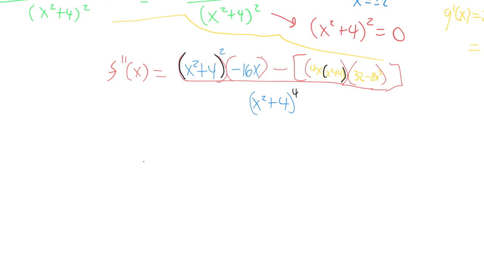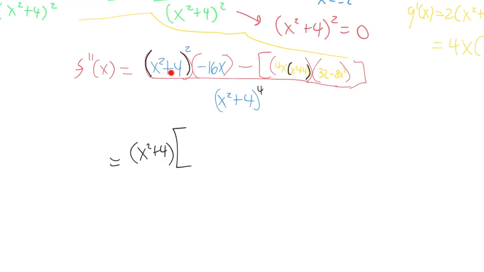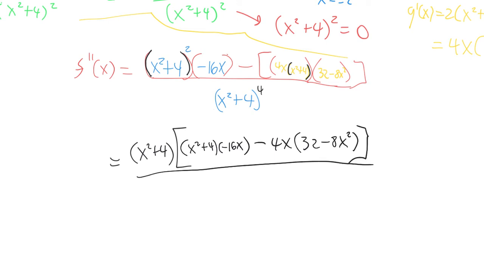Now, should we factor out the x squared plus 4? That would be smart. I'm going to use brackets. This term divided by x squared plus 4 would just simply be x squared plus 4, only one of them though, times negative 16x, and then it's going to be minus 4x times 32 minus 8x squared. Then we can most definitely make that cancellation, and it would be to cancel the 4 and turn it into a 3.